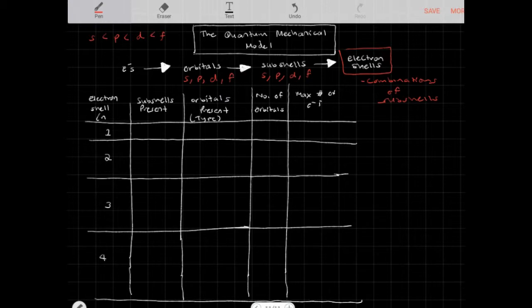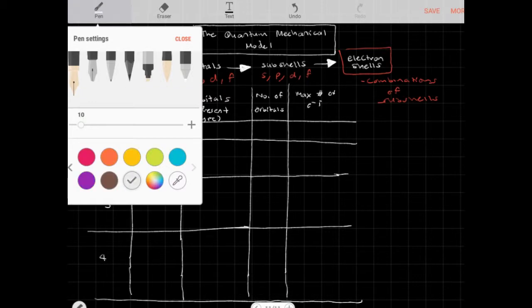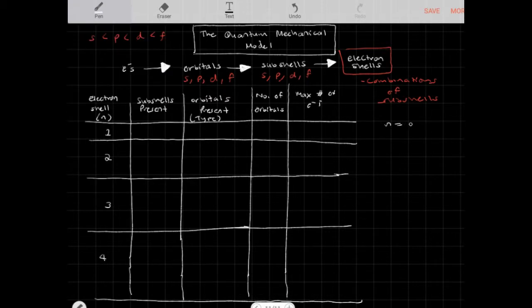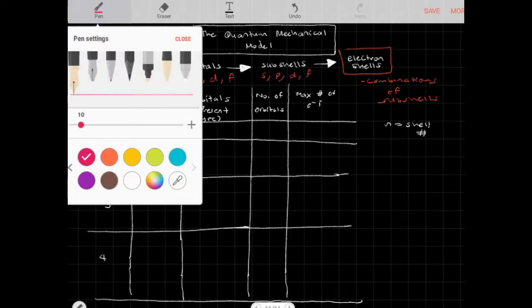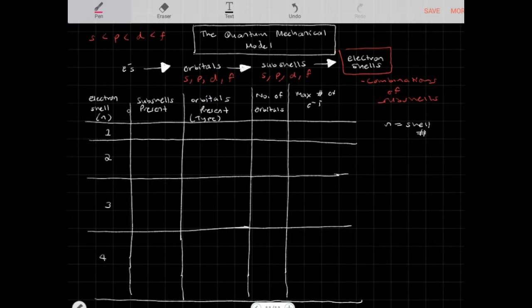So let's start with the first energy shell. I'm going to use N as my shell number, and I'm going to look at all of the subshells and orbitals in each of the particular energy shells. So N is equal to 1. The subshell found in the first energy shell is only the S subshell. We know that the S subshell contains S orbitals, and each S subshell only contains one S orbital. So there's only going to be one S orbital found there.